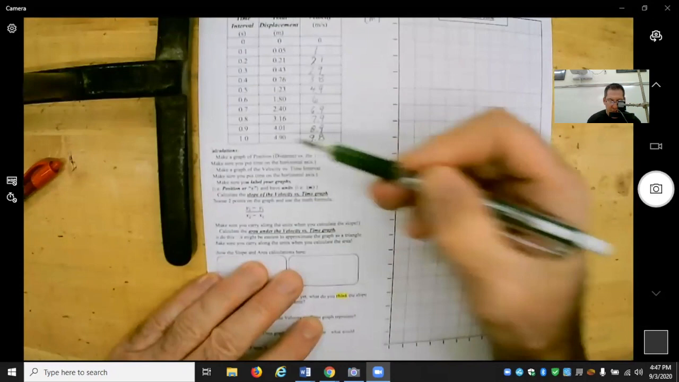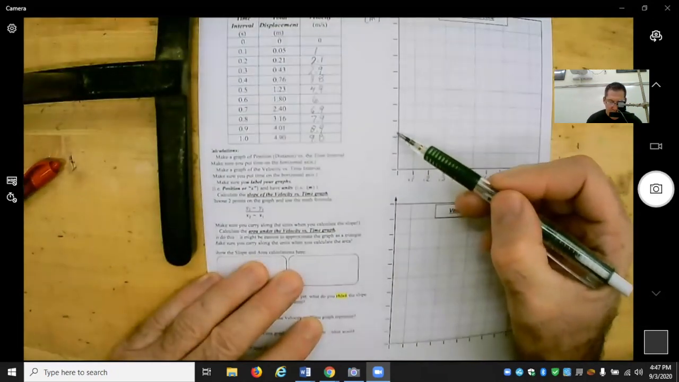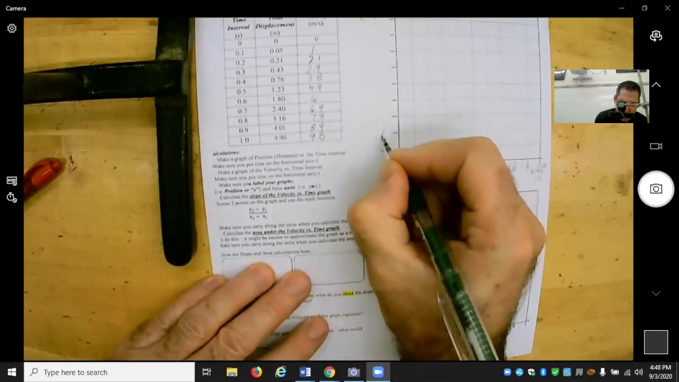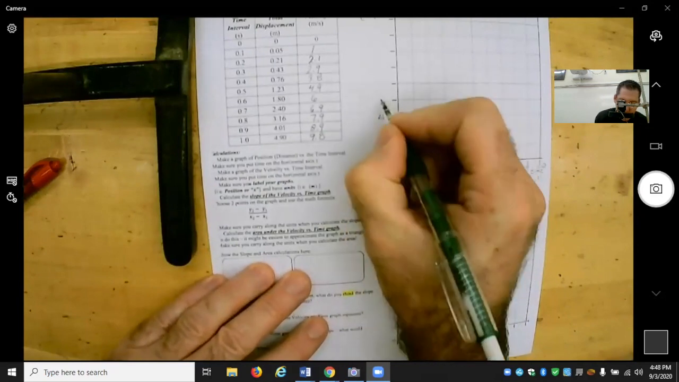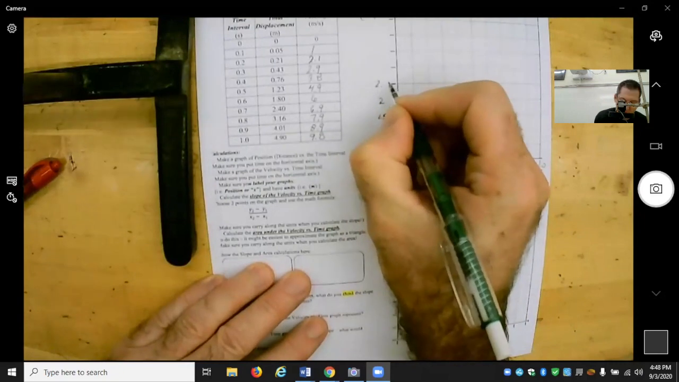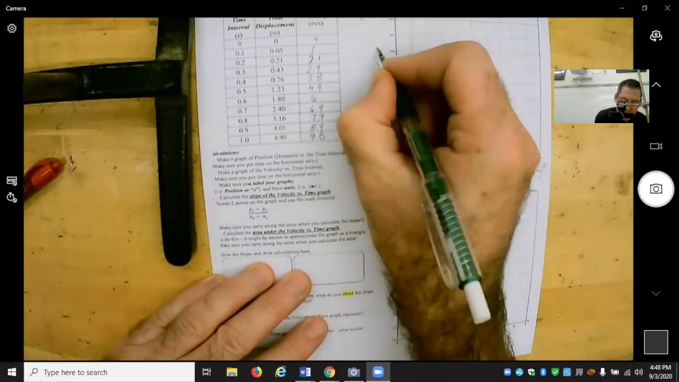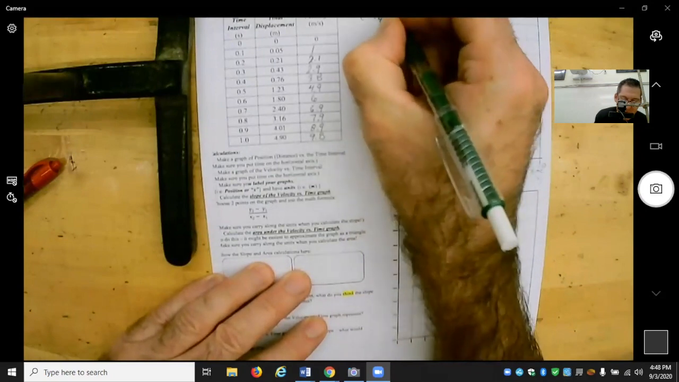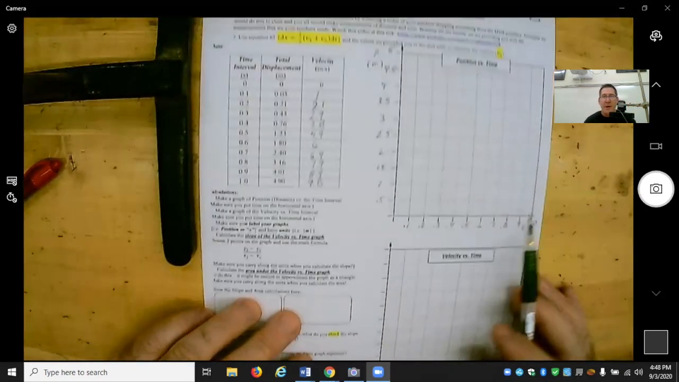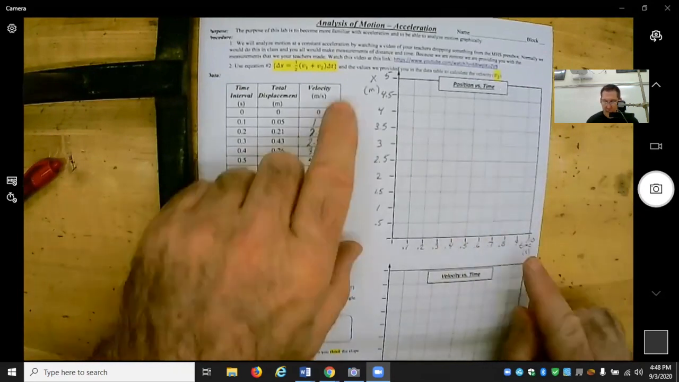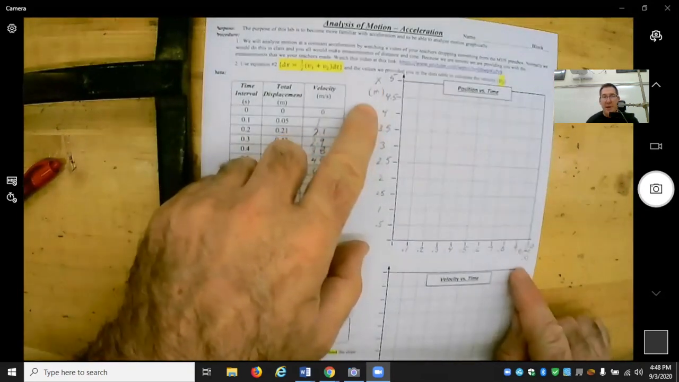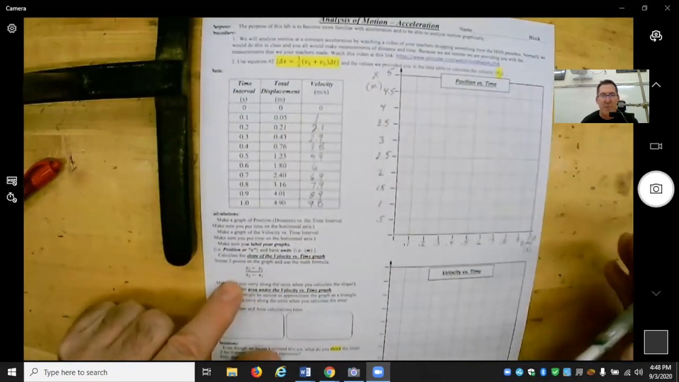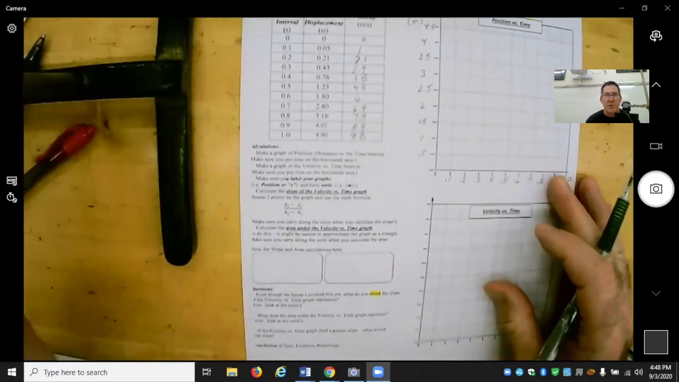Distance-wise, I need to get up to 5. So if I went 1, 2, 3, 4, 5, so I can go 0.5 meters, 1 meter, 1.5 meters, 2 meters, 2.5 meters, 3 meters, 3.5, 4, 4.5, and 5. And there we have our axes labeled time and distance and unitized meters and seconds. And I'm doing a good job of using as much of that graph paper as possible. Just good graphing technique.